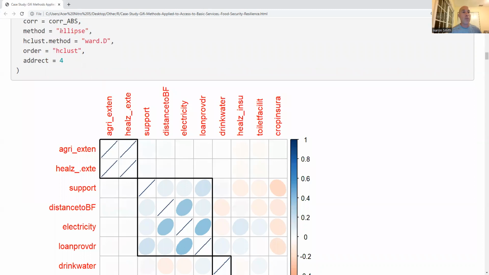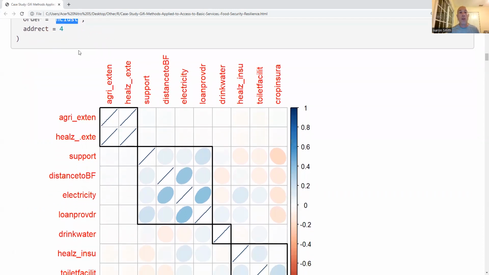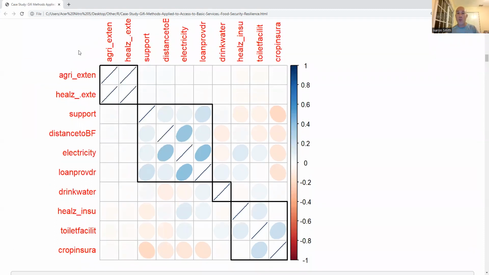I always like to use ellipses, and I like to organize my correlation plot using hierarchical clustering. Here I'm choosing Ward's D. Ward's D does a good job of trying to get equal size subgroups. Here we see that support, distance, electricity, and loan provider are all in a group. We see that hills insure, I think, toilet facilities and crop insurance are forming a group. Drinking water is on its own. And here, so you can visually see what I mentioned earlier, 2 columns are perfectly correlated with each other, and they are often their own group.